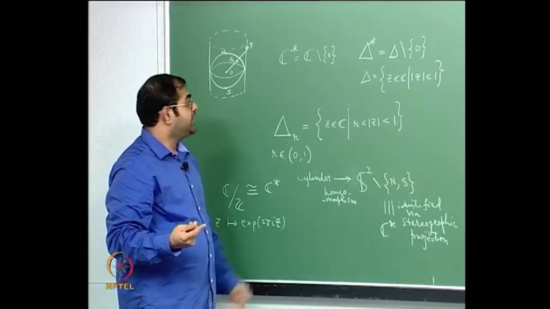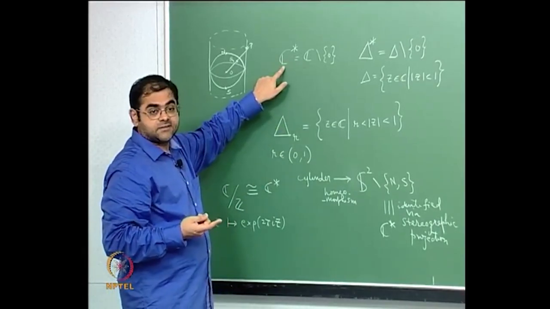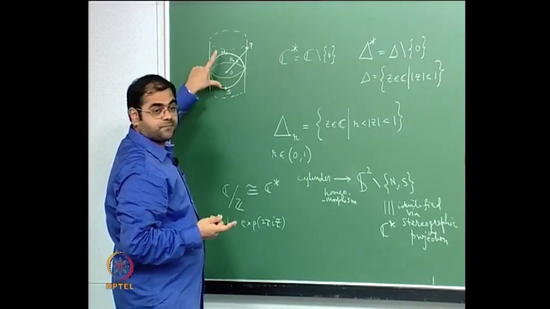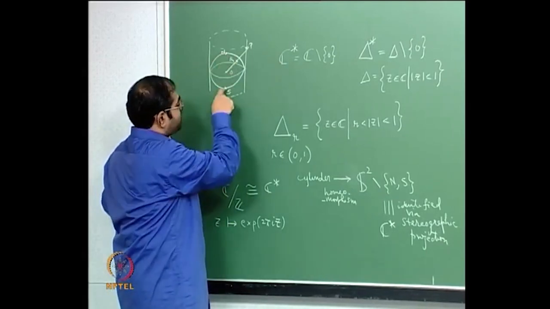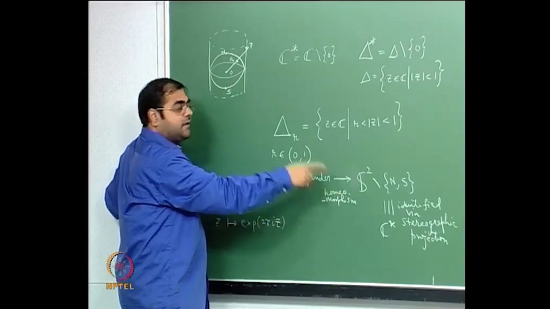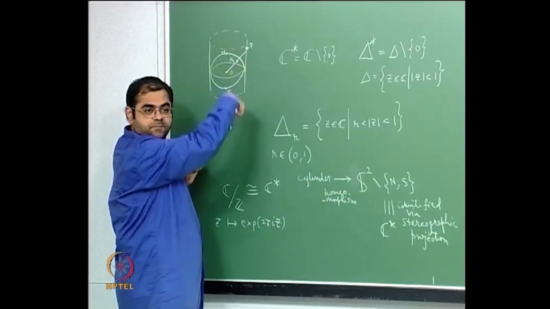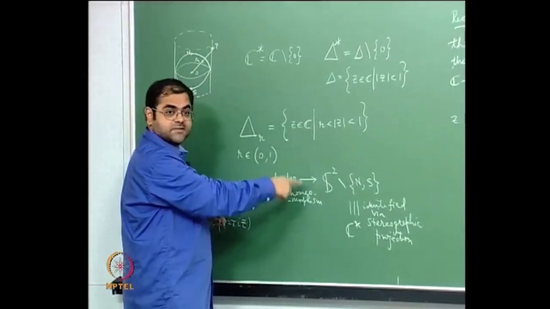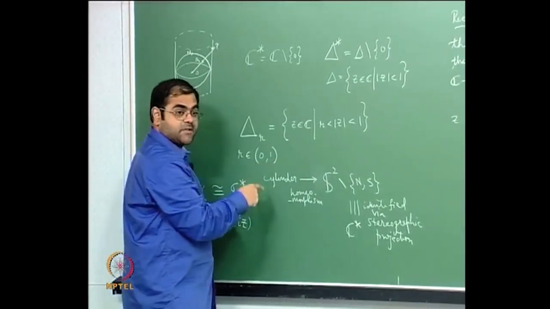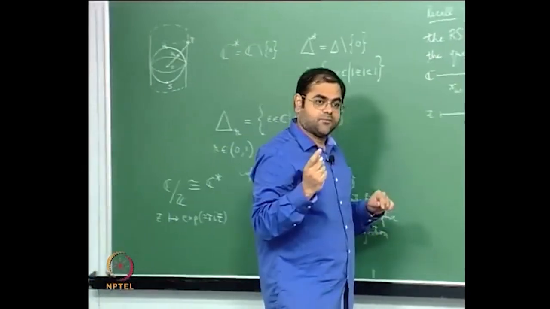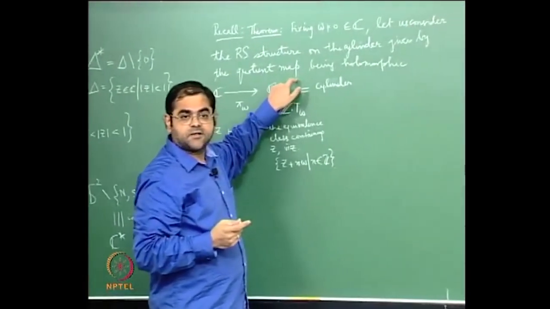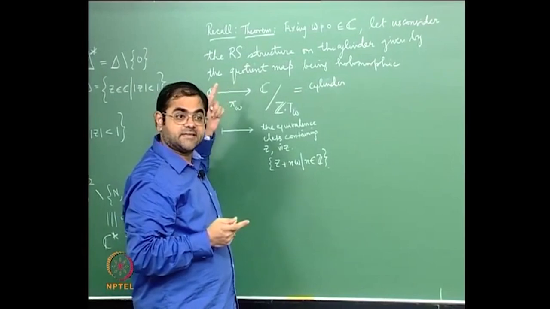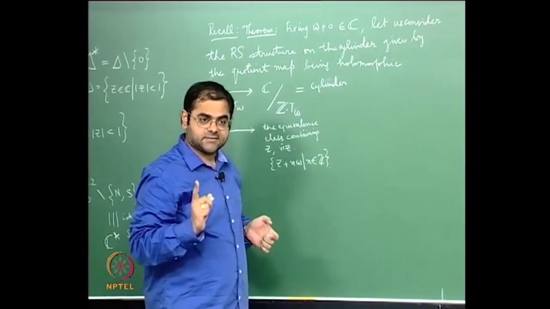And what I am saying is that this Riemann surface structure on C star, which is the sphere minus these 2 points by this identification, if I transfer it to the cylinder by this homeomorphism, I will get a Riemann surface structure on the cylinder. And I am saying it is that Riemann surface which is a representative for the set of isomorphism classes of Riemann surfaces arising in this way, which I say is a singleton.